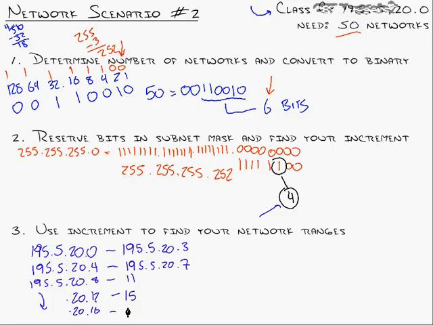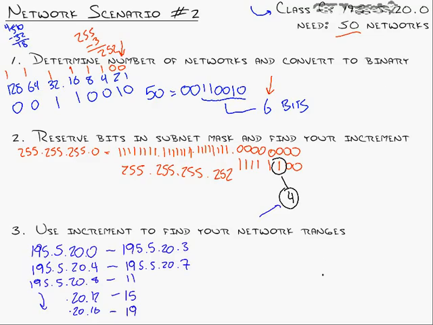195.5.20.11, .15, and so on. I just keep on going. I think the next one would be .19 because .20 would be if I added 4 over here. And I would just keep finding all these network ranges. Now, let me fill in a little more information here about these network ranges.